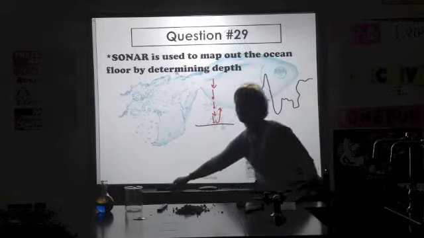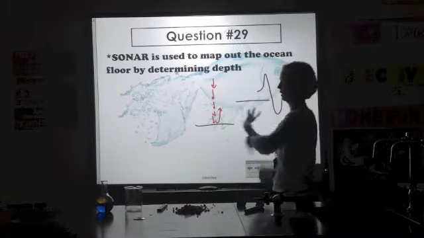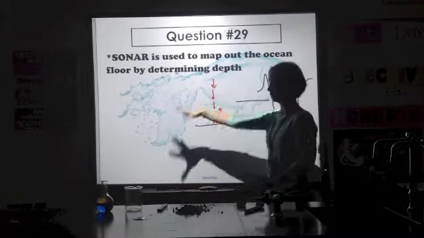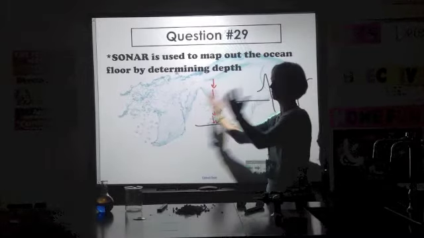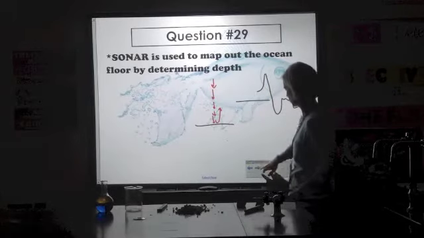Okay. You also see sonar with ships that are looking for fish, large schools of fish. It pings off, comes back, and lets them know that there's a large mass there. Okay, so they put their nets out and catch some fish that way.